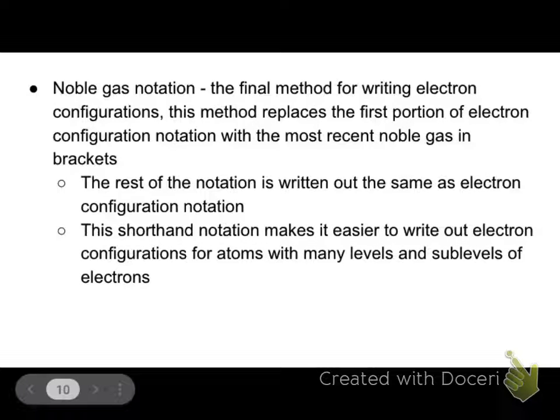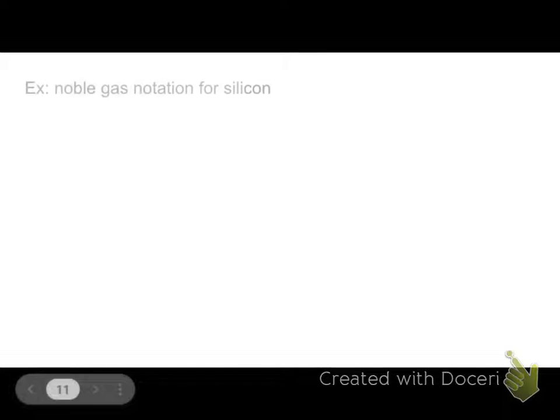It makes it easier because as we increase, right, when we get down to like iridium that has 77 electrons, that's a lot of orbitals to be writing out every single one, right? Your hand is going to cramp and get tired. So by replacing the first portion of that notation with the noble gas, we shorten the amount of writing that we have to do. Let's do an example of what this looks like.